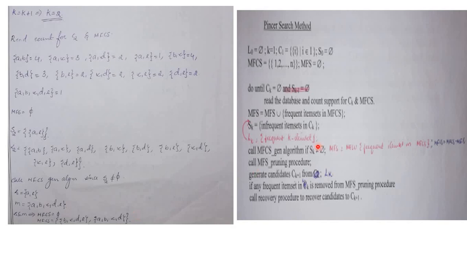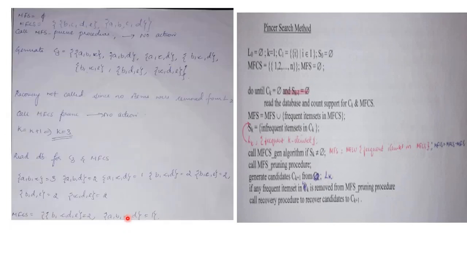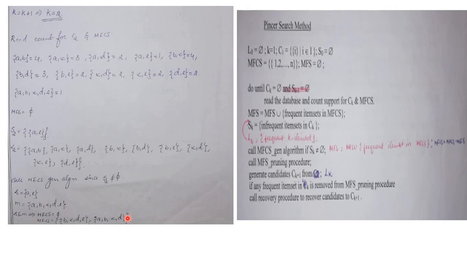Yeah, so this step is done. Next is this step, that is MFS equals MFS union frequent item sets in MFCS. Since I have not read the count for the 4 item set, I am not going to read the transactional database once again, because the reading of the transactional database happens only in the beginning of the do while loop. I do not read it here once again because it is going to be an extra expenditure for us.